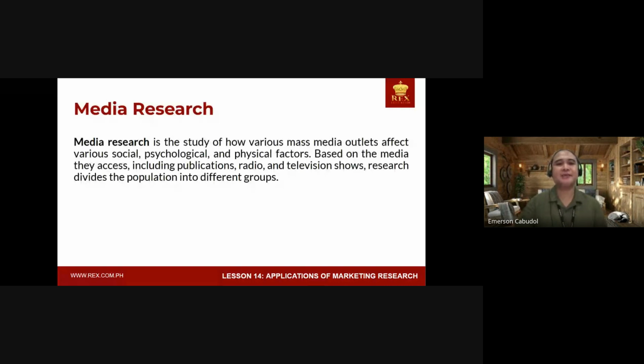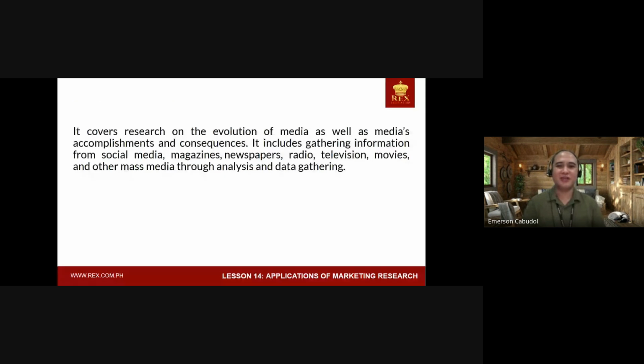This is the study of how various forms of media affect or impact consumer behavior and perceptions. It encompasses the analysis of different media channels, such as television, radio, print, and digital platforms. This is to understand the effectiveness in reaching target audiences and conveying marketing messages. Media research serves as a foundation for developing effective marketing strategies.